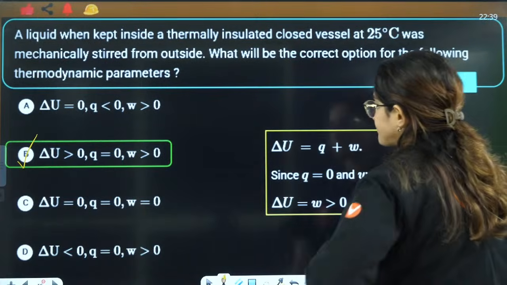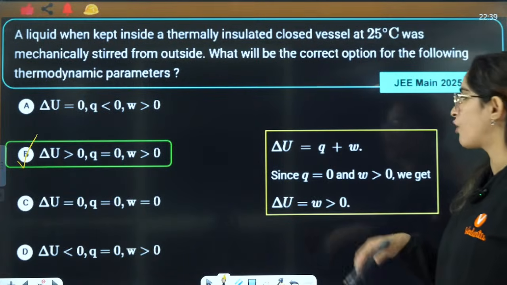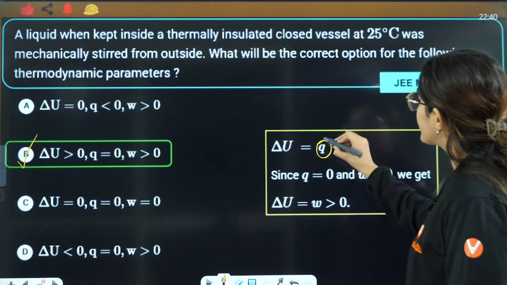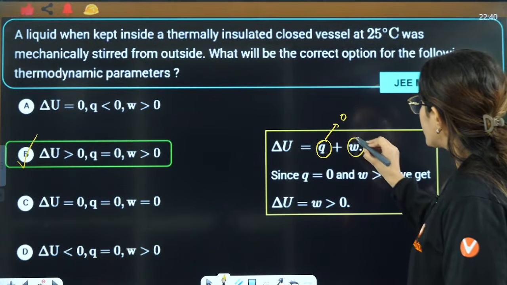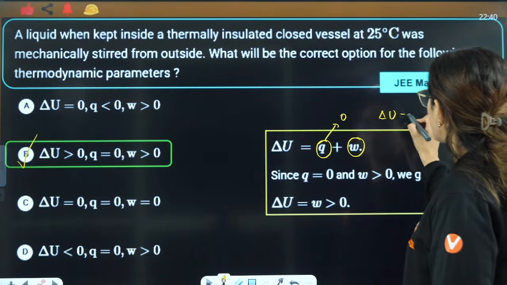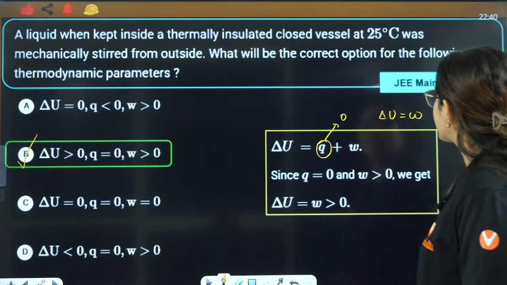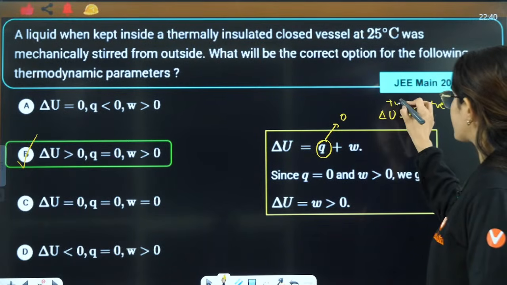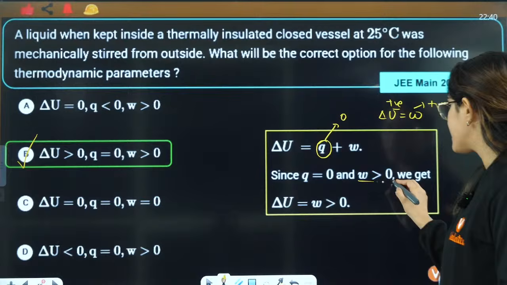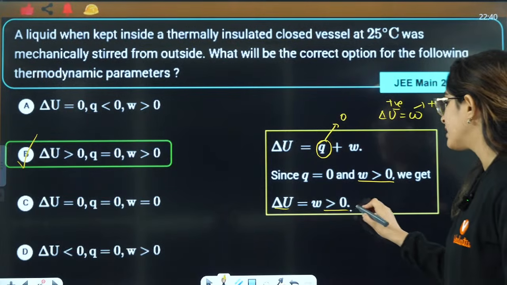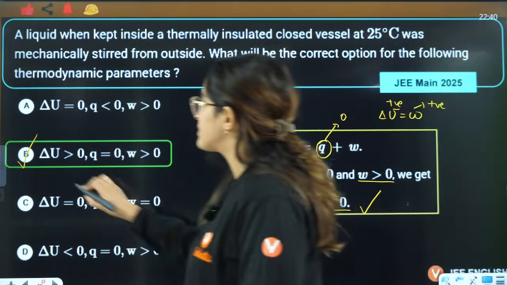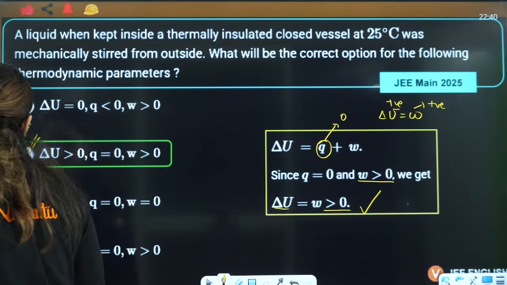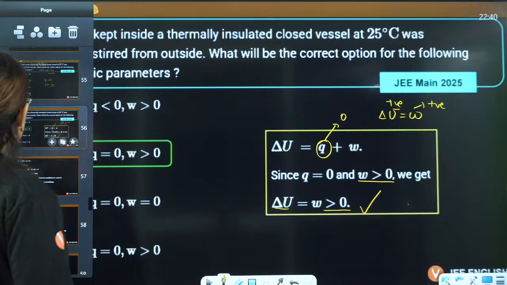Or you can also apply the first law of thermodynamics here, right? We know that Q here is 0, so delta U is equal to W. Now if I say work is positive, then delta U is also going to be positive, right? Work is positive, so internal energy change is also positive. So B is the correct answer here, right? Okay, yes everybody.